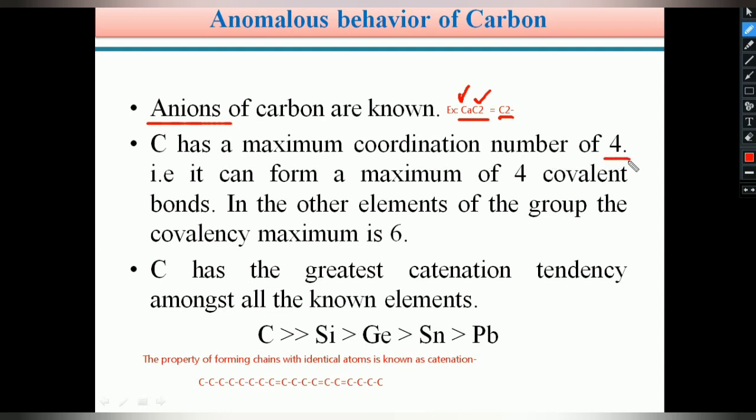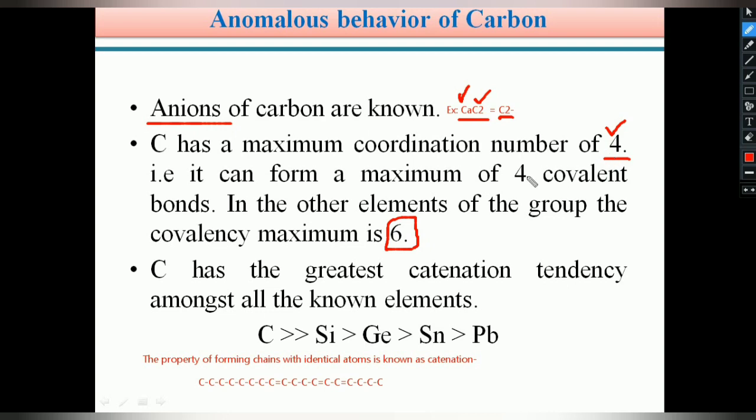That means one carbon atom can form a maximum of 4 bonds only. But the other elements in the fourth A group, silicon, germanium, tin and lead, have the ability to form a maximum of 6 bonds. So these elements can exhibit a maximum covalency of 6, but carbon does not extend its covalency beyond 4 because of the absence of vacant d orbitals in the carbon atom.